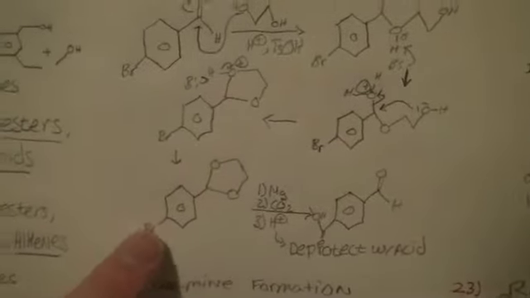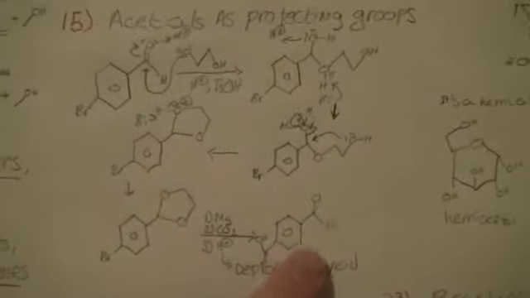Then you can do stuff to this bromine on the other side, like turn it into a Grignard and react it with carbon dioxide to make a carboxylic acid. And then you deprotect it in the last step with H+, which turns this back into the aldehyde you started with, which is pretty nifty.